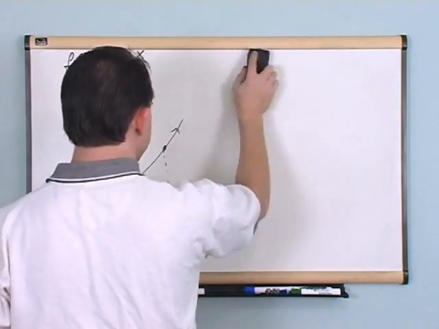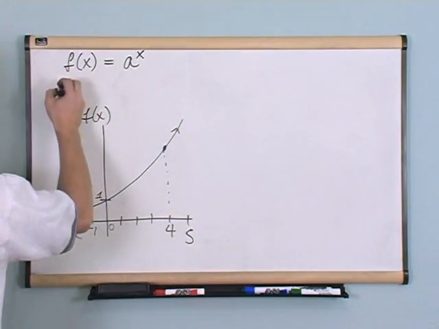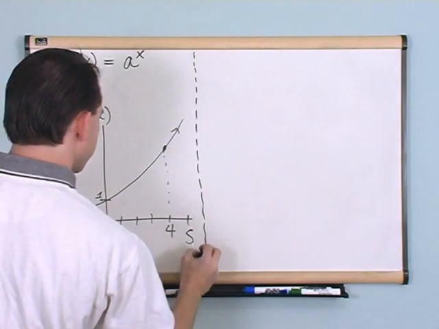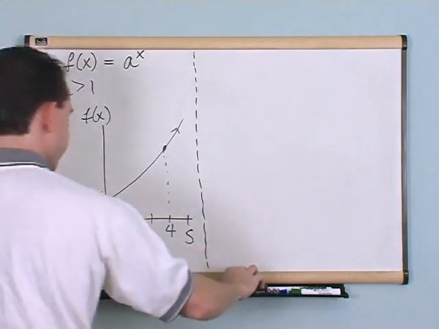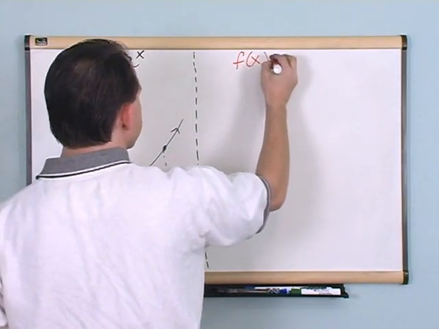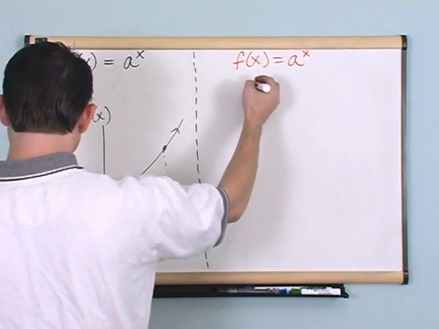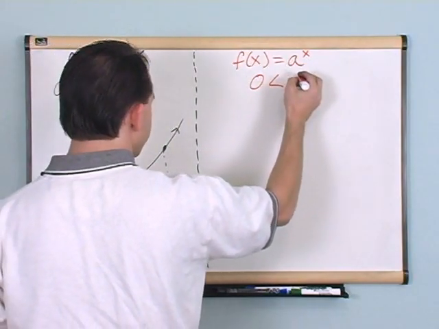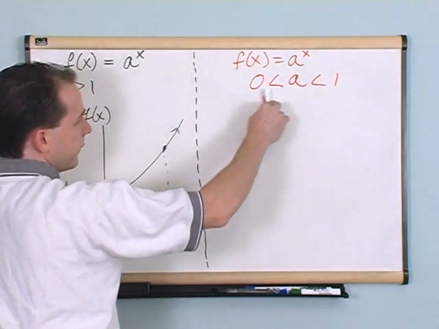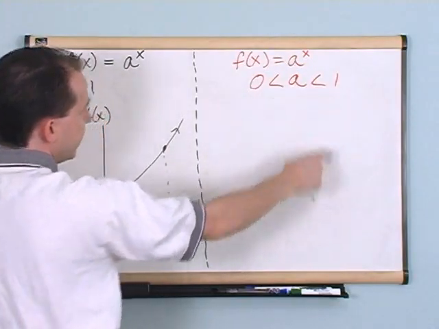So I'm going to go ahead and truncate this graph here. I'm going to write up here, a is greater than 1. And I'm going to draw a dotted line here. And we're going to draw a different graph, but very similar, over here. Again, we're going to say f of x is a to the x, same equation. The only difference is we're going to say a is between 0 and 1. This means a is greater than 0, a is also less than 1. So it lies between 0 and 1.